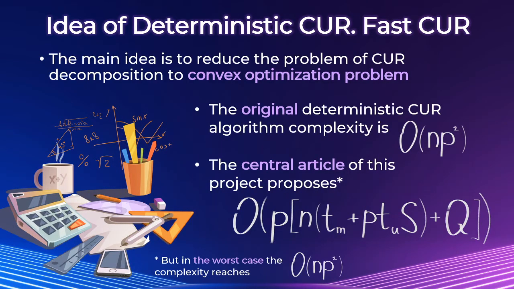There are several types of CUR decomposition. The main idea is to reduce the problem of CUR decomposition to a convex optimization problem. The original deterministic CUR algorithm complexity is NP squared. The central article of this project proposes a better complexity in its method. But in the worst case, the complexity can again reach NP squared.